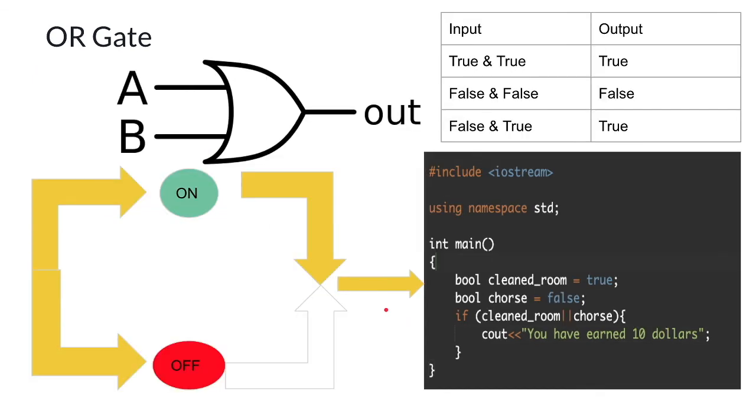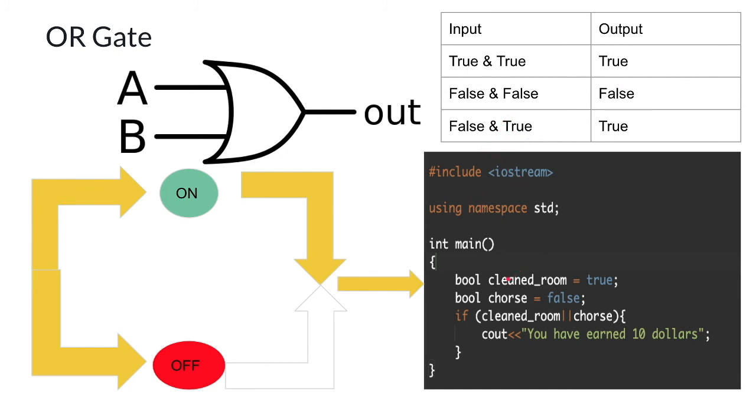Now we will be exploring OR gates. OR gates check to see if one of the following statements is true. And if so, it will then output true. So if both are true, we will get true. If both are false, we will get false. If one is true, then it will still output true.